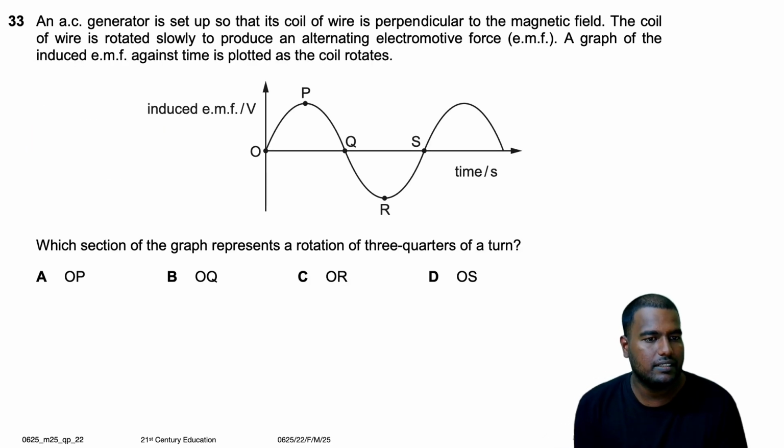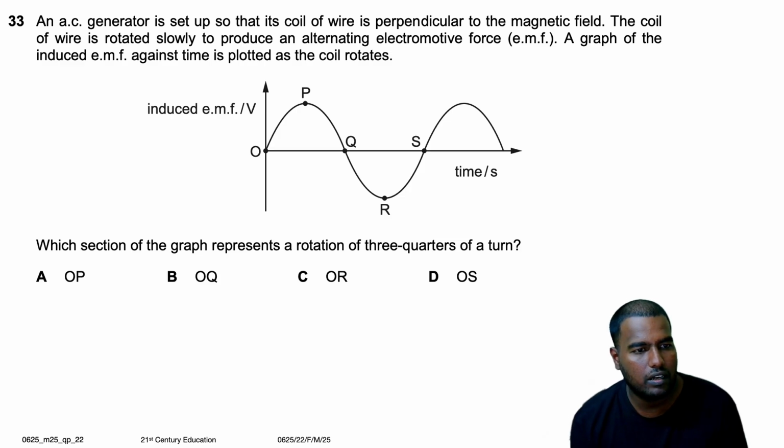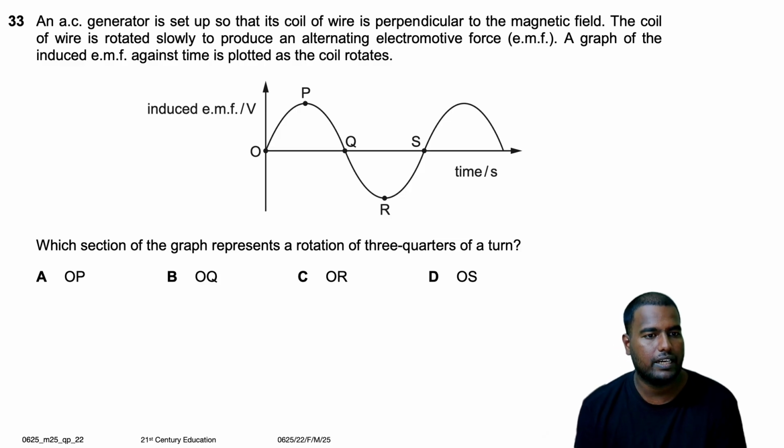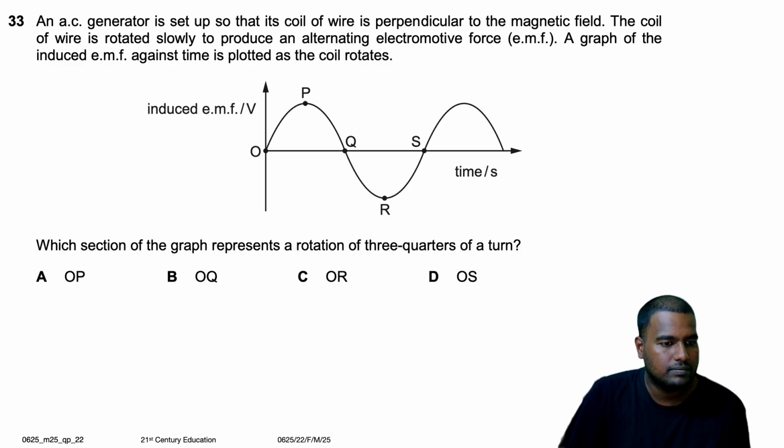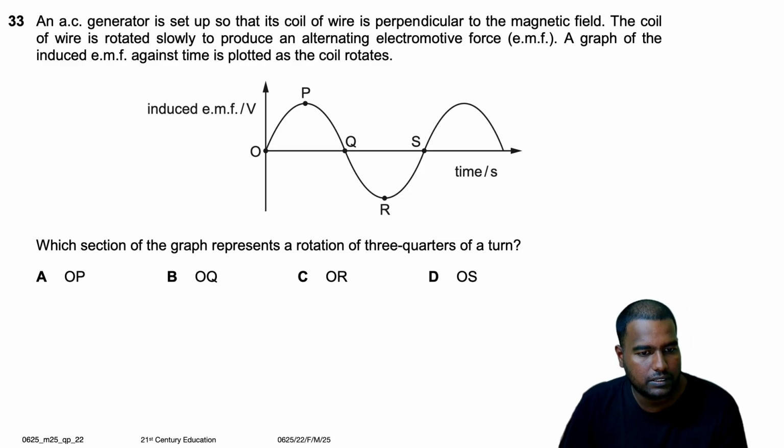An AC generator is set up so that the coil of wire is perpendicular to the magnetic field. The coil of wire is rotated slowly to produce an alternating electromotive force. A graph of the induced e.m.f. against the time is plotted as the coil rotates. Which section of the graph represents a rotation of 3/4 of a turn?